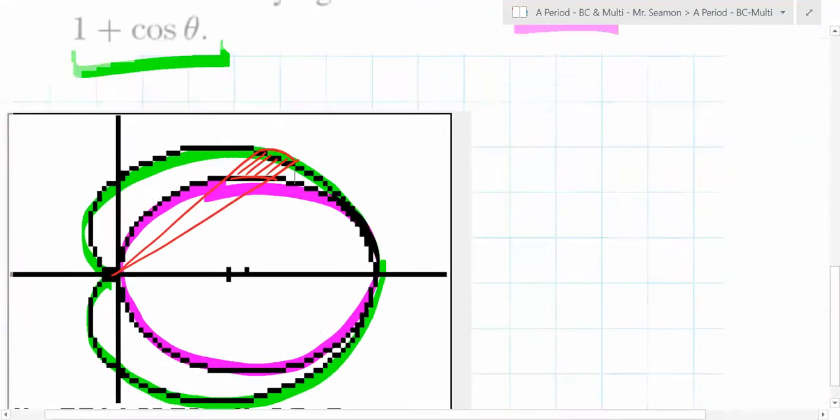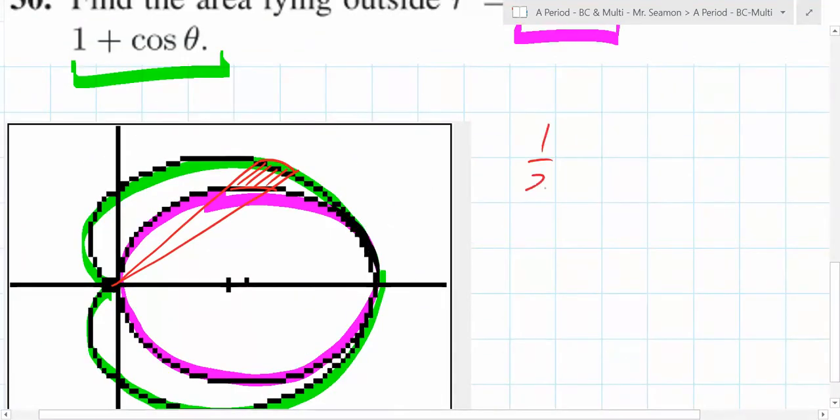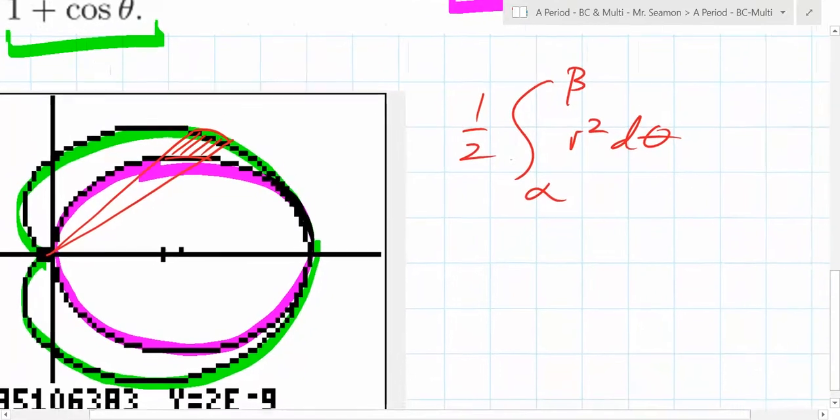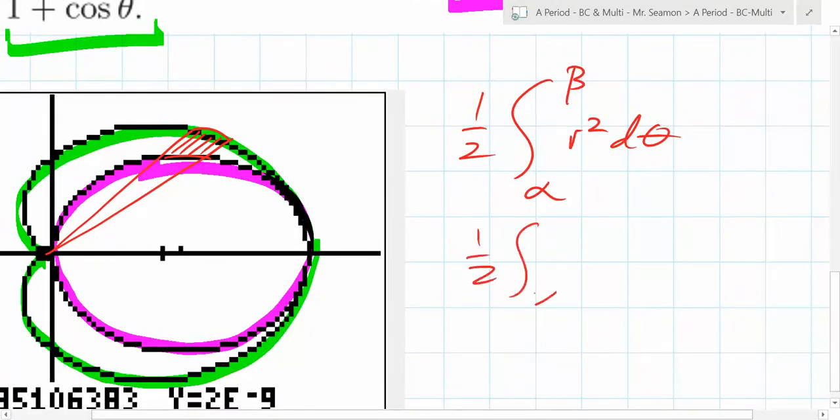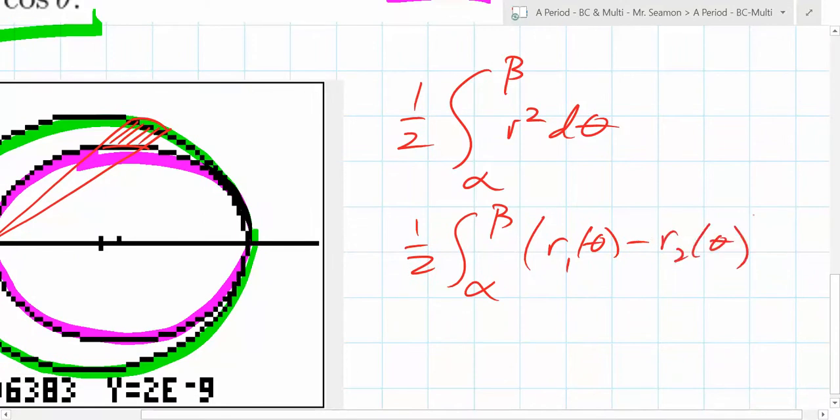What was that general formula? 1/2 integral from alpha to beta of r squared d theta, right? In this case, because there are two functions, it's going to be 1/2 integral from alpha to beta of r1 of theta minus r2 of theta, quantity what? Do you square it here or do you square each of them individually? Individually. That's a potential mistake you can make just with rectangles, right? You don't square the sum, you square them individually, not together.